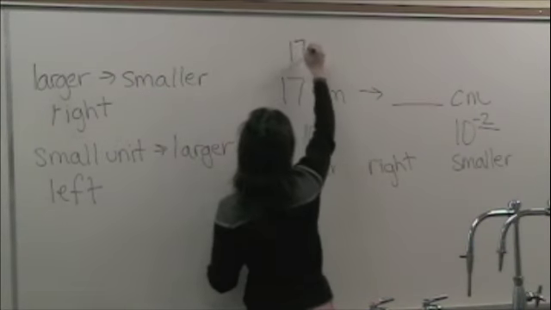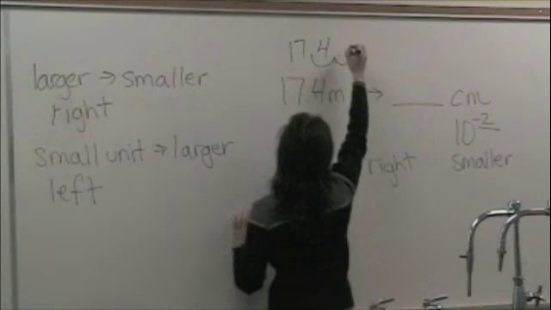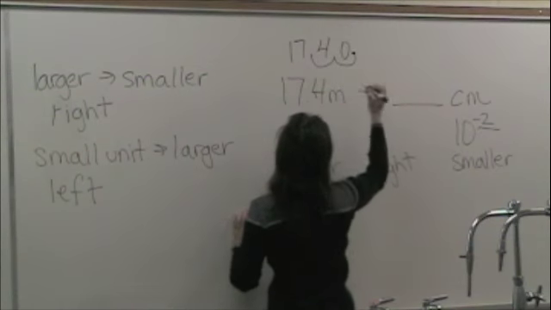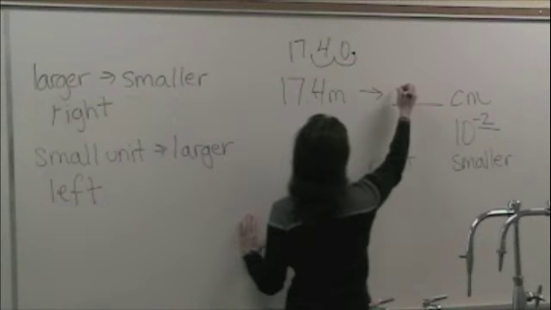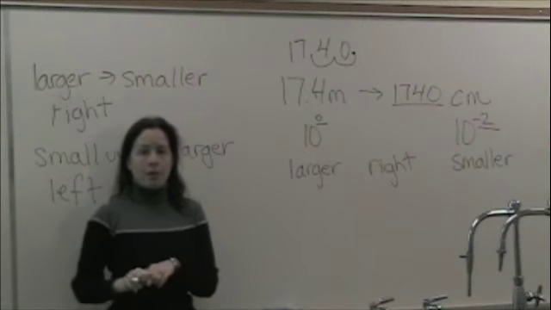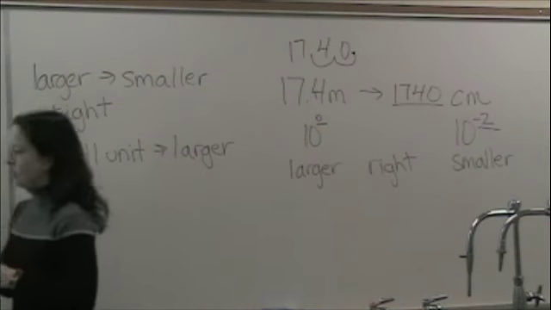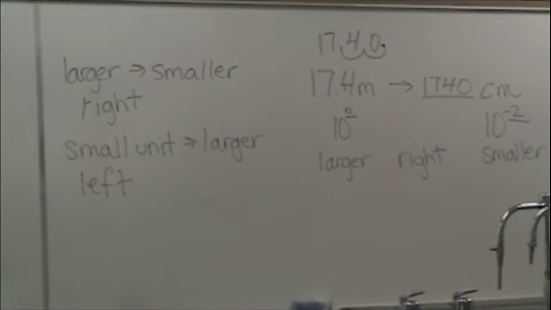So I have 17.4. I'm going to move my decimal point 2 places to the right, and in 17.4 meters, there are 1,740 centimeters. Let's do another example. Let's see what we have next.